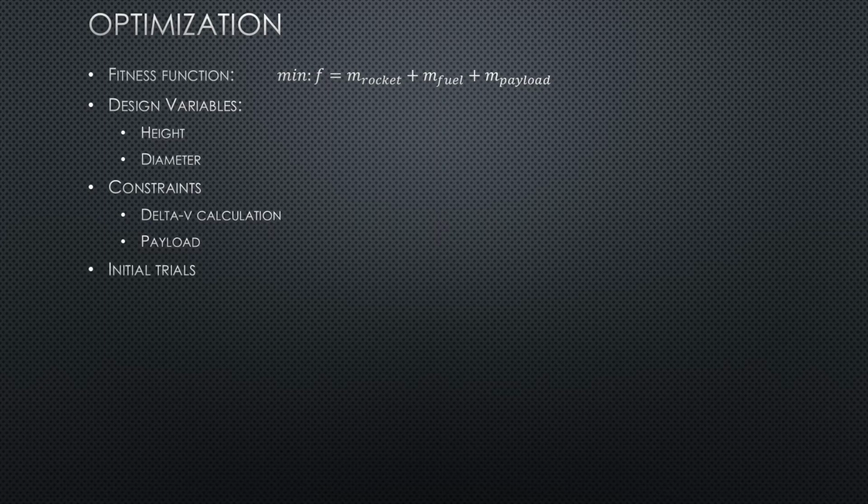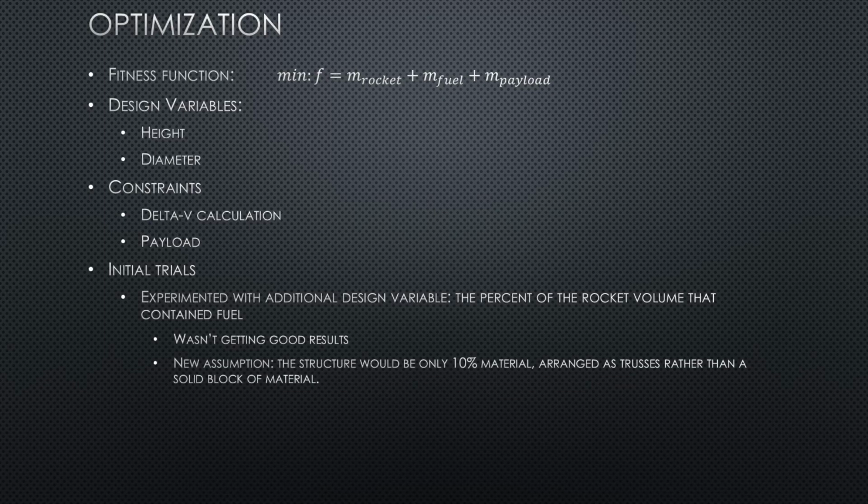Of the initial trials, I tried using an additional design variable, which would have been the percent of the rocket volume which contained fuel. This was getting strange results, so I eventually tried a new assumption where the structure would just be 10% of what I was using before, the idea being it would be a truss structure rather than a solid block of material for the body of the rocket, and that helped bring my results in line.